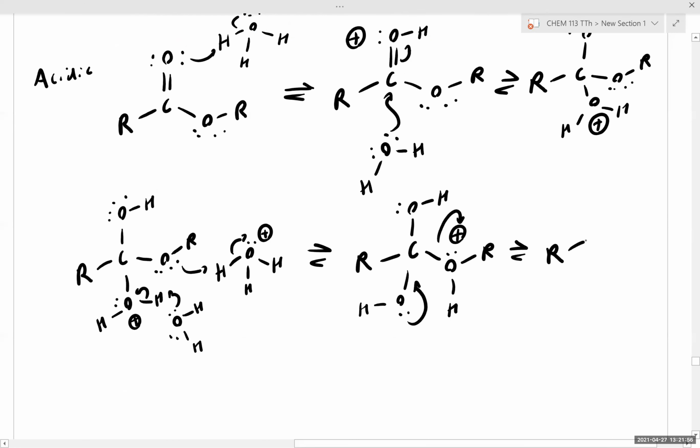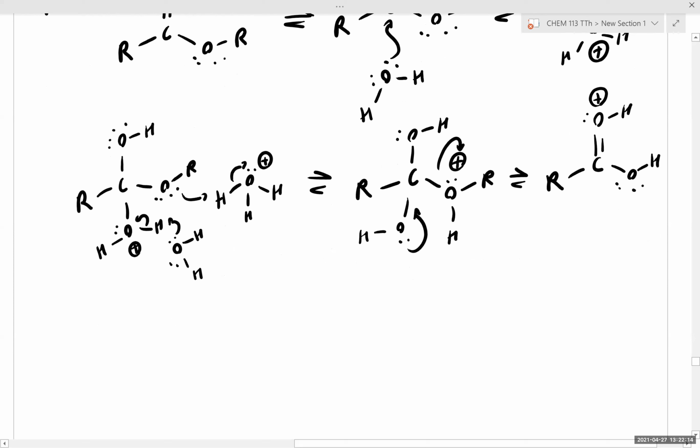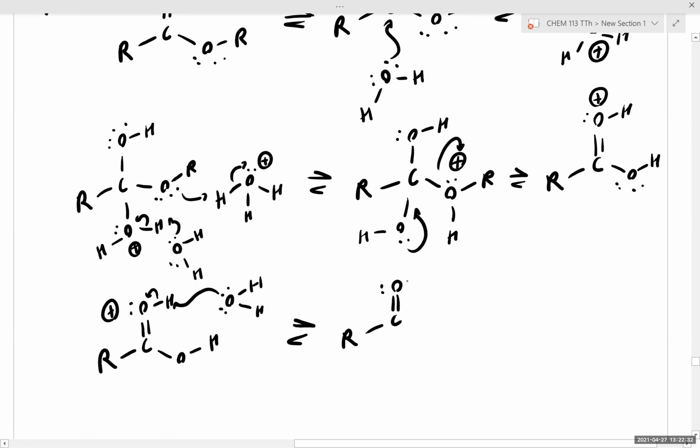Now you may notice I'm drawing each of these steps with equilibrium arrows. This is deliberate, and this is to note that depending on whether you have an excess of water or an excess of alcohol, you either get the ester or the carboxylic acid. It's the exact same theory as the Fischer esterification under acidic conditions. For our last step, we're just going to pull off a proton. And that gives us our desired carboxylic acid.